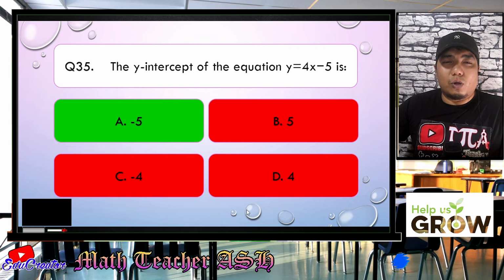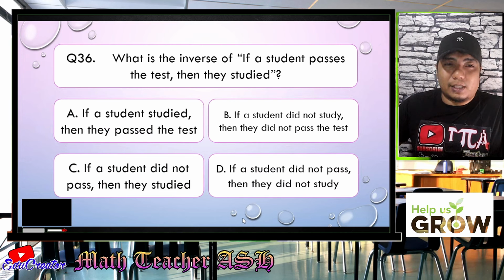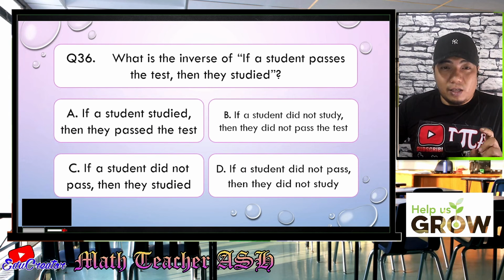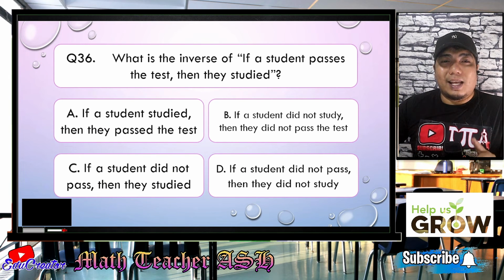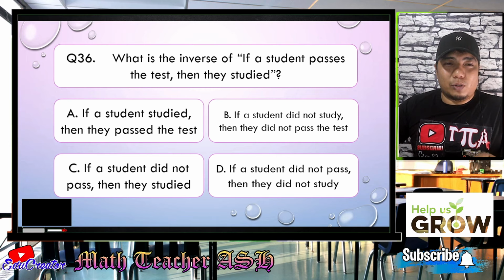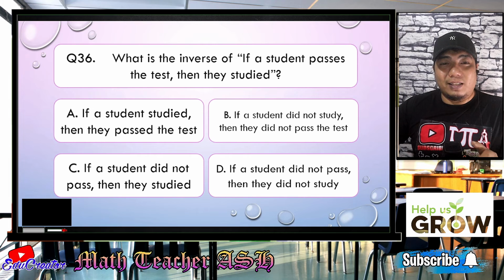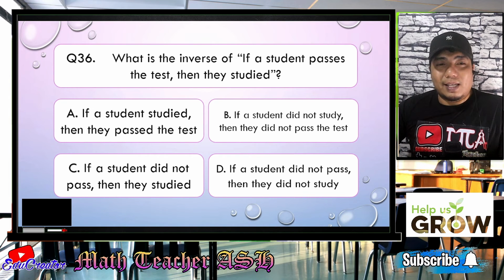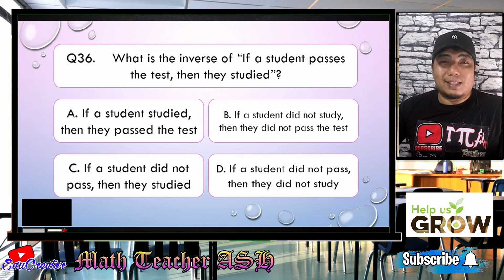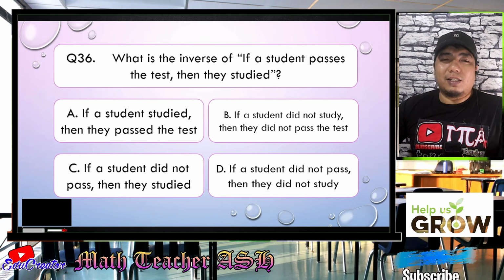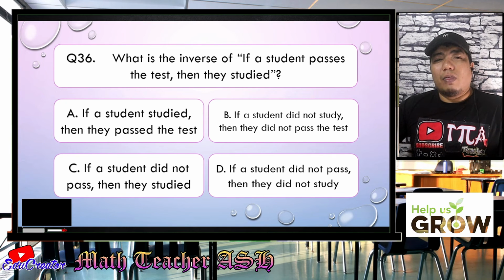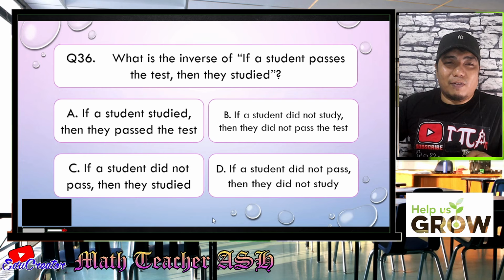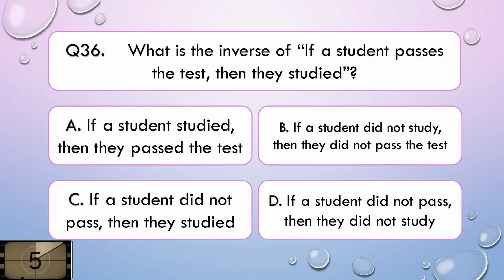So now let us go to question number 36. What is the inverse of if a student passes the test, then they studied? Is it A, if a student studied, then they passed the test? B, if a student did not study, then they did not pass the test? C, if a student did not pass, then they studied? Or letter D, if a student did not pass, then they did not study? I'll give you 5 seconds to think about your answer.